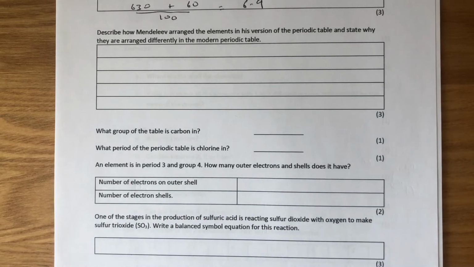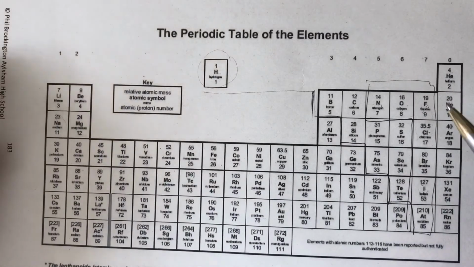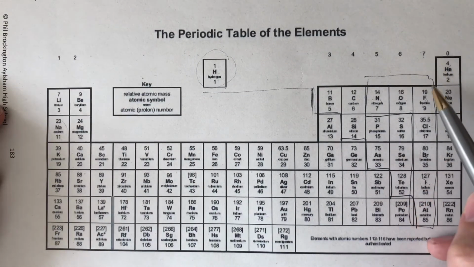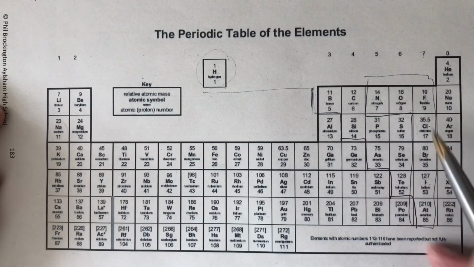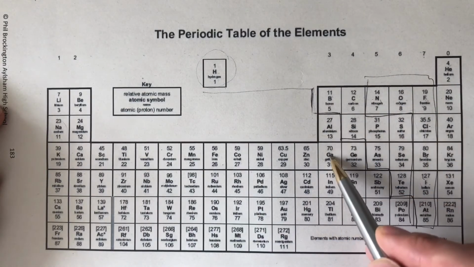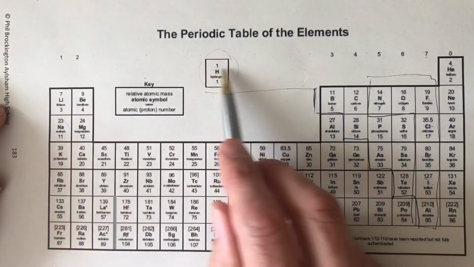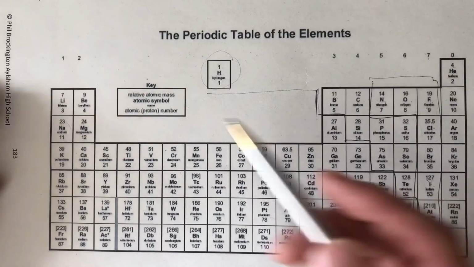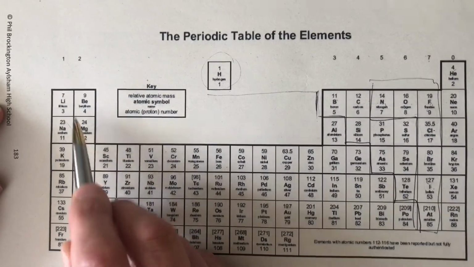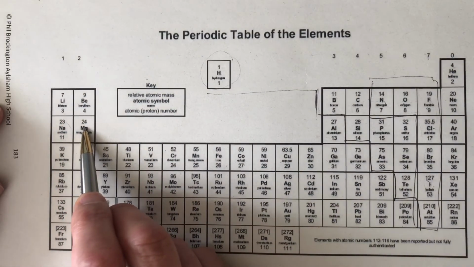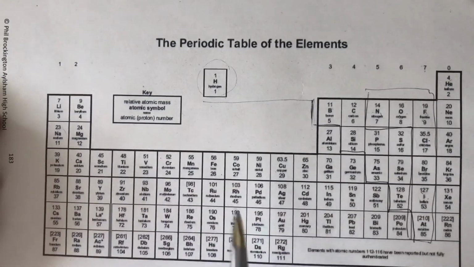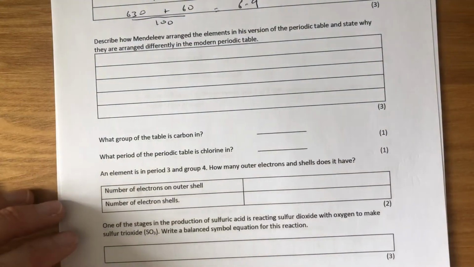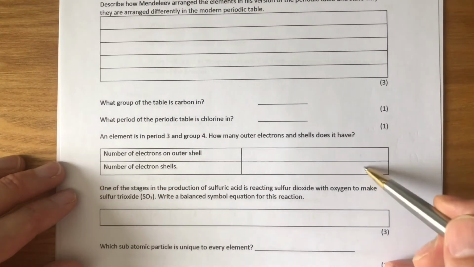Okay, the outer electrons are told to us by the group number. So everything in group 7 has got 7 electrons on its outer shell. Everything in group 3 has got 3 electrons on its outer shell. The period number tells us the number of shells. So period 1 has got one shell. If we were to look at this element here, magnesium, it's in group 2, so it's got 2 electrons on its outer shell, and it's in period 3, so it's got 3 shells. So that would be period 3, group 2, 3 shells, 2 electrons on the outer shell. Have a go at that.